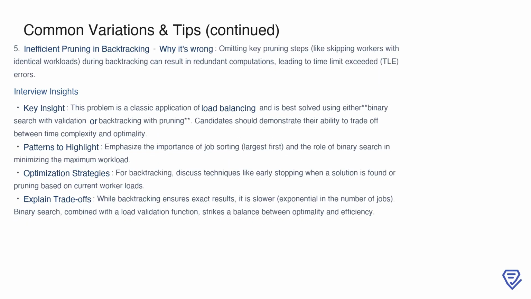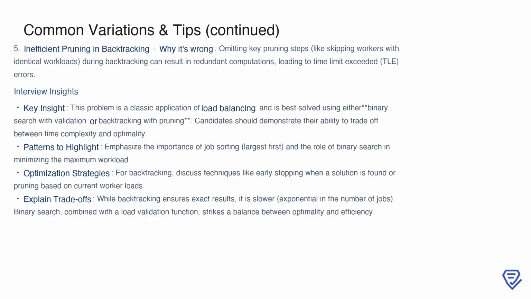Now, let's discuss inefficient pruning and backtracking. Skipping key pruning steps, such as avoiding redundant computations by skipping workers with identical workloads, can significantly slow down your solution and potentially lead to time limit exceeded errors. Pruning is critical to ensure that the algorithm explores only the most promising paths.